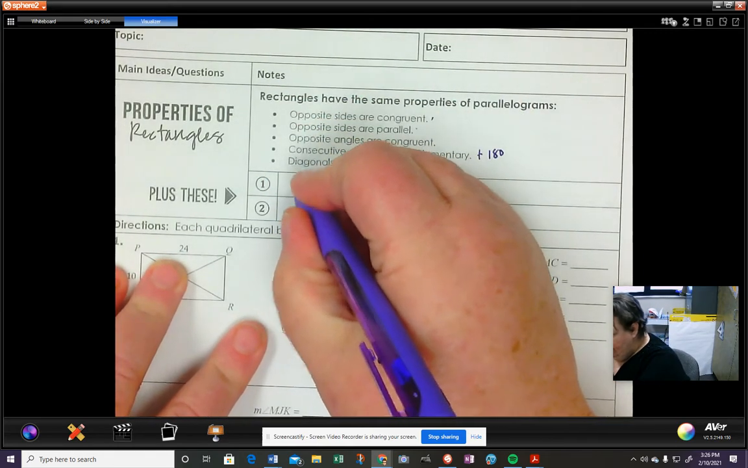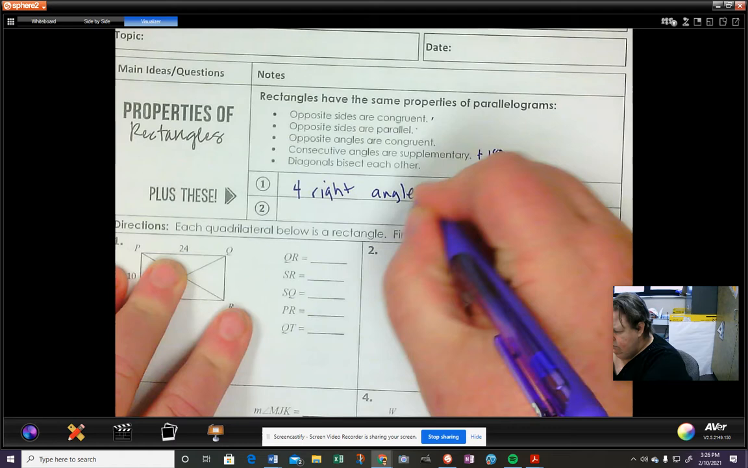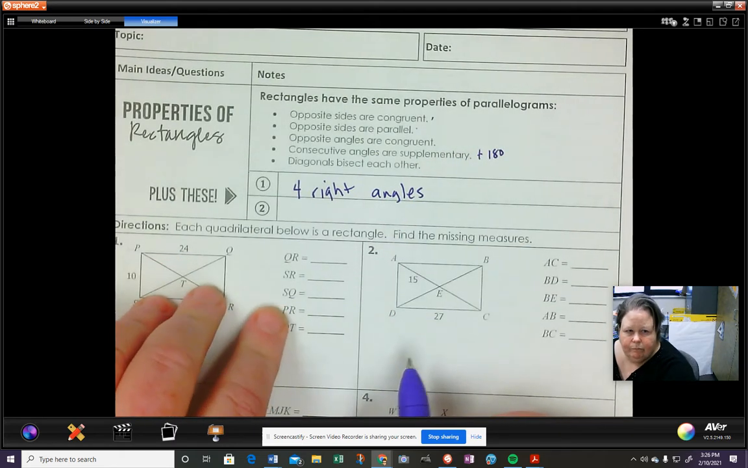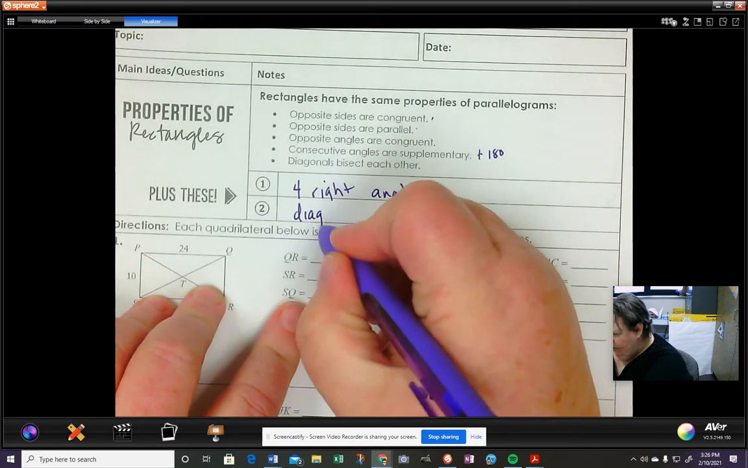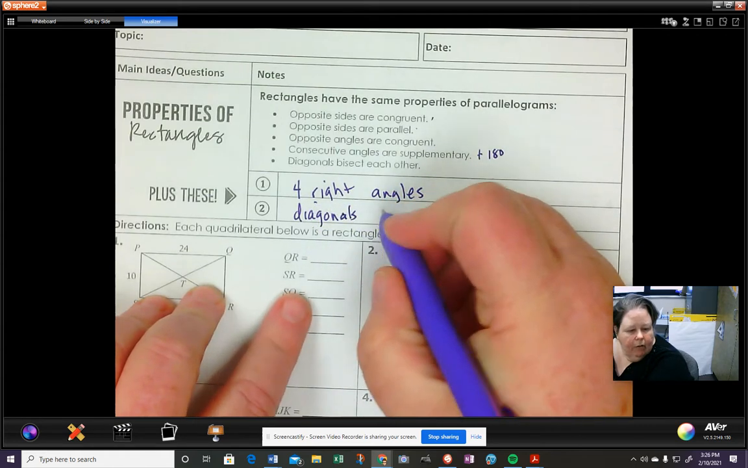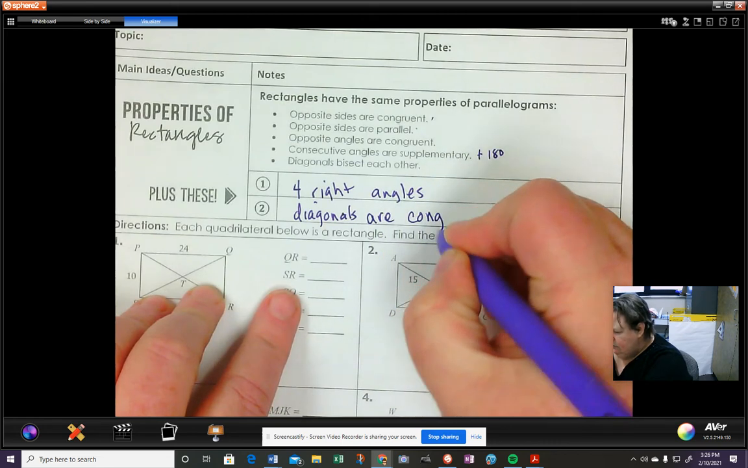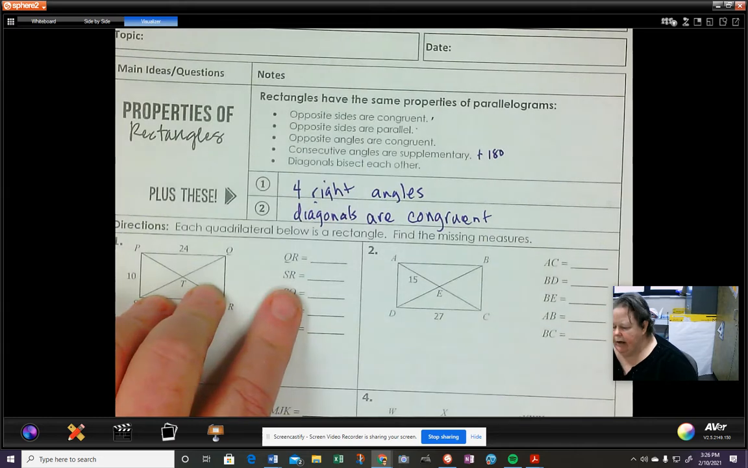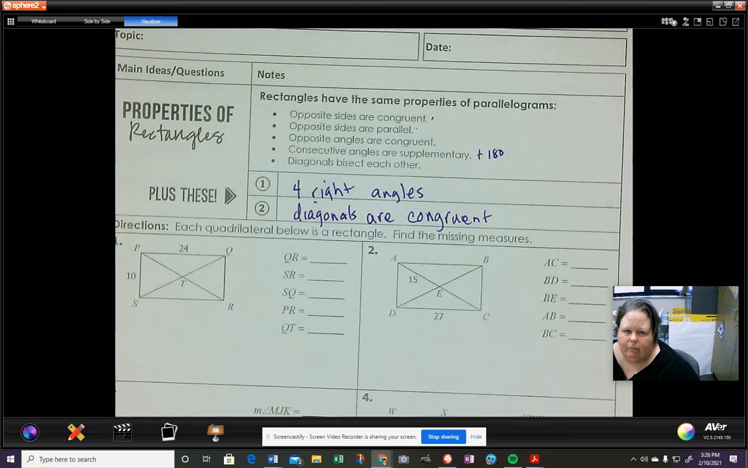Rectangles have 4 right angles. They have 4 right angles. And their diagonals will be congruent. Diagonals are congruent. So not only do they bisect each other, they are congruent. So let's talk about some math with these.